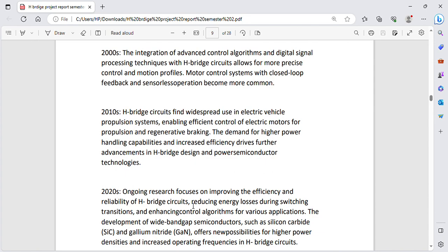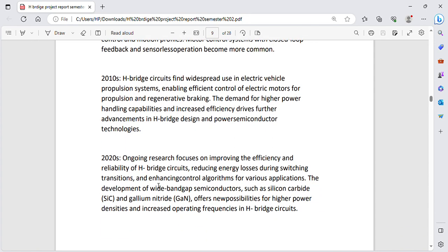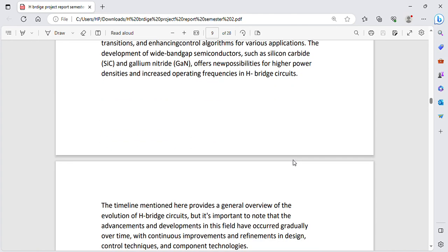In the 2020s, ongoing research focuses on improving the efficiency and reliability of H-bridge circuits, reducing energy losses during switching transitions, and enhancing control algorithms for various applications. The development of wide bandgap semiconductors such as silicon carbide, SiC, and gallium nitride offers new possibilities for high power densities and increased operating frequency in H-bridge circuits.